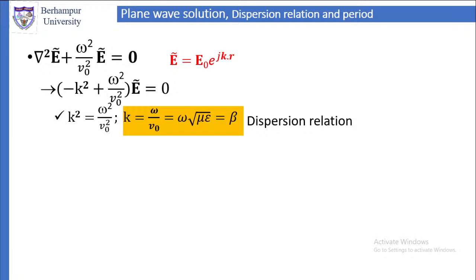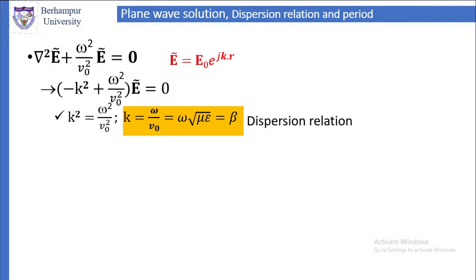And we already have seen that magnitude of K is equal to beta. So therefore K is equal to omega by V0, which is equal to omega root over mu epsilon, which is equal to beta. This relation is called the dispersion relation, and it shows how K or beta varies with omega, the angular frequency. The dependence of K or beta on angular frequency is given by the dispersion relation.